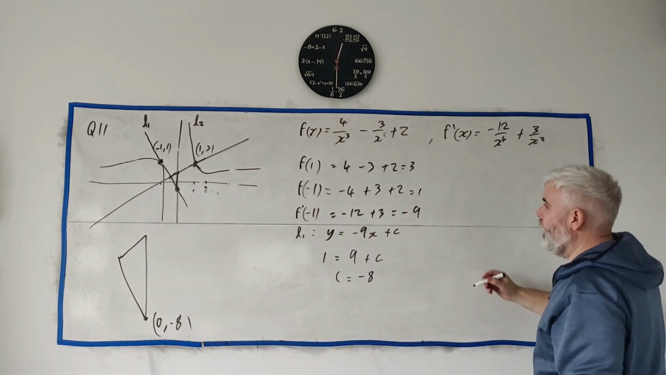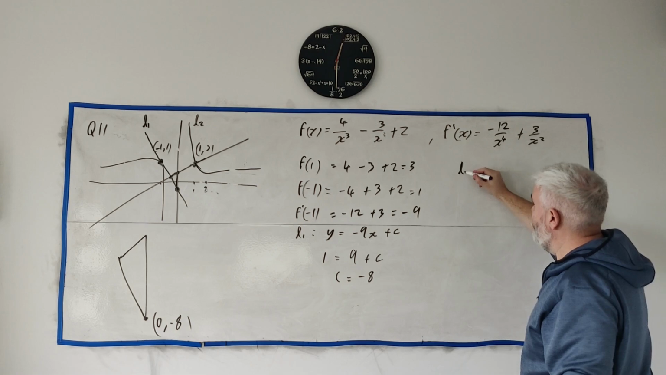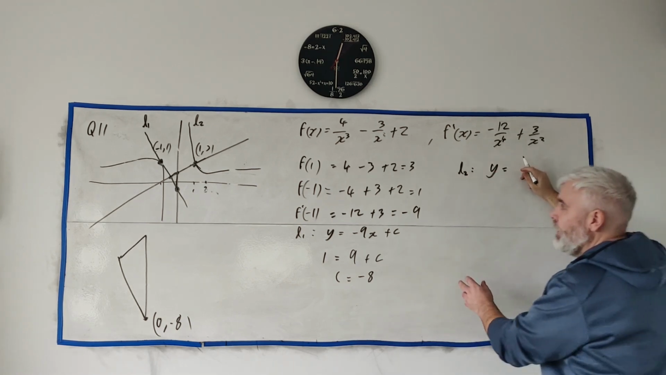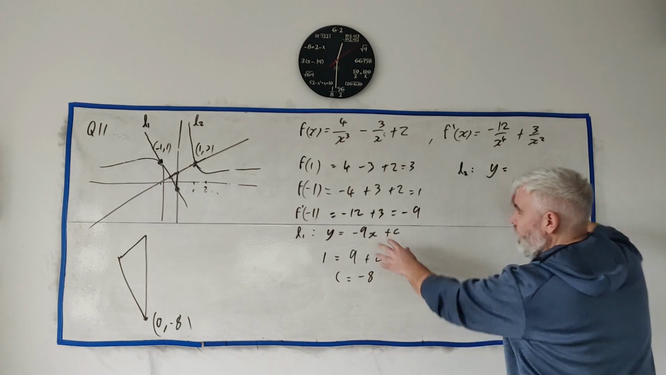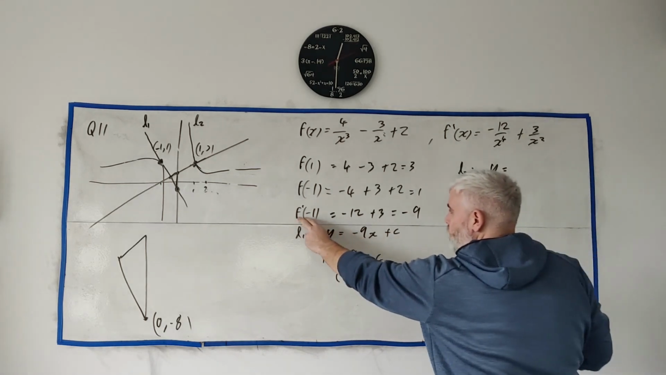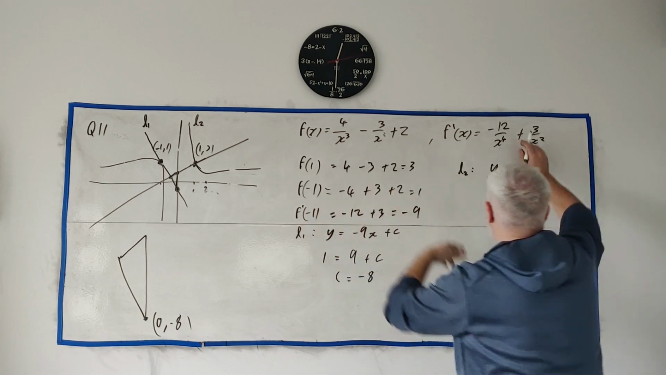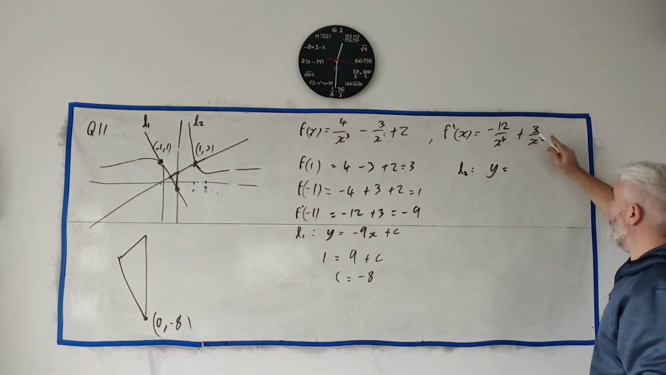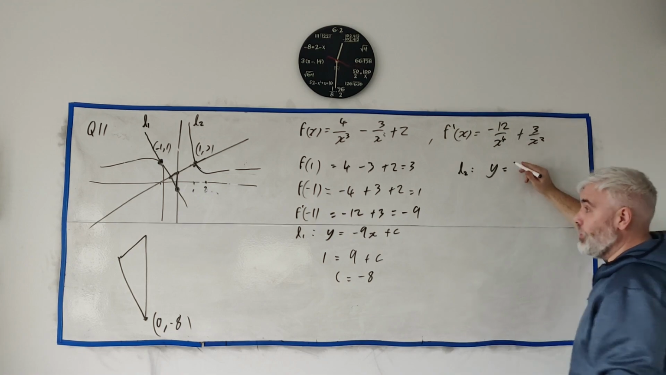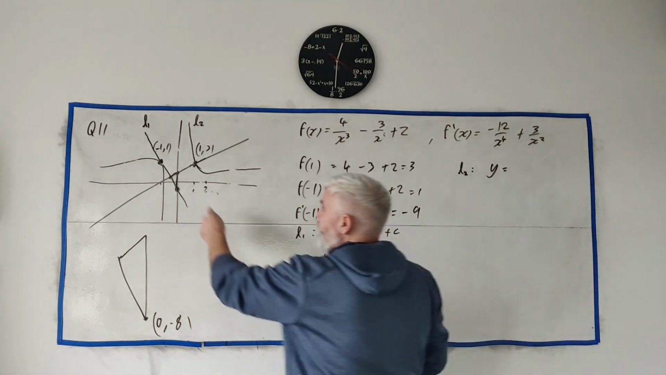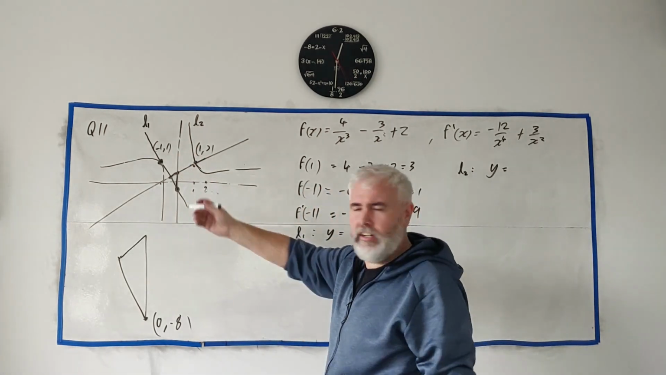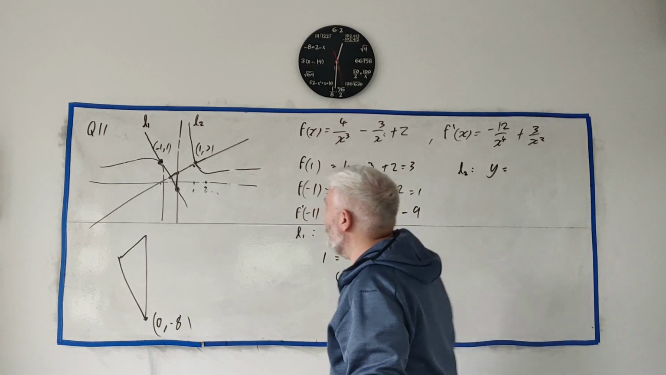So let's keep going. Let's find L2. L2 is y is equal to mx plus c. Oh sorry, I never found m first. I want the derivative at 1. So let's do that all in our heads. Put a 1 in here, we'll get -12 plus 3. We'll get the same slope actually. The slope at this point is the same as the slope at that point. That was the cheat I mentioned earlier. I knew I'd get the same slope.